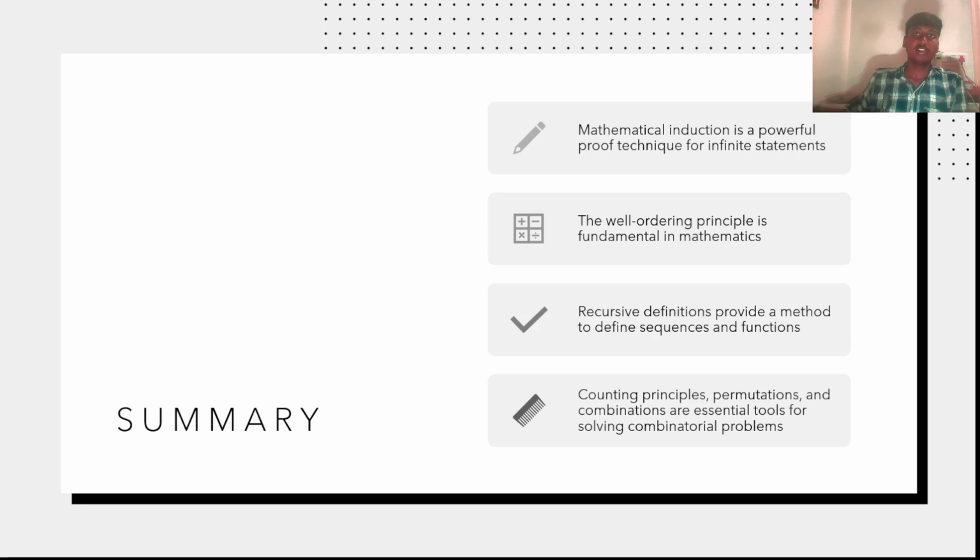Next, summary. So we are at the end of our presentation. The summary is: mathematical induction is a powerful proof technique for infinite statements. The well-ordering principle is fundamental in mathematics. Recursion definition provides a method to define sequences and functions. Counting principles, permutation and combinations are essential tools for solving combinatorial problems.